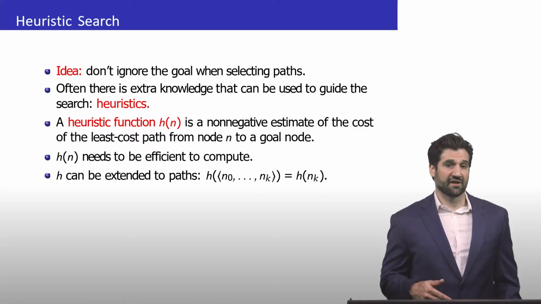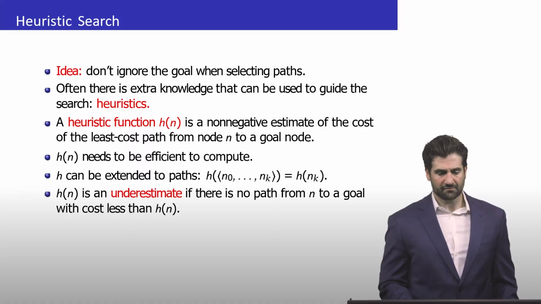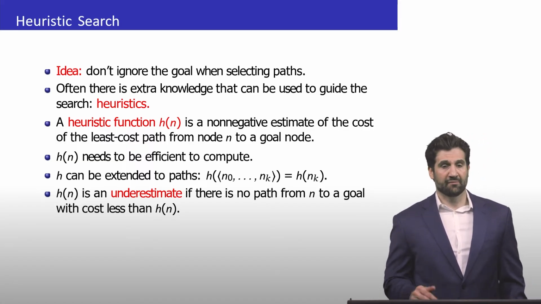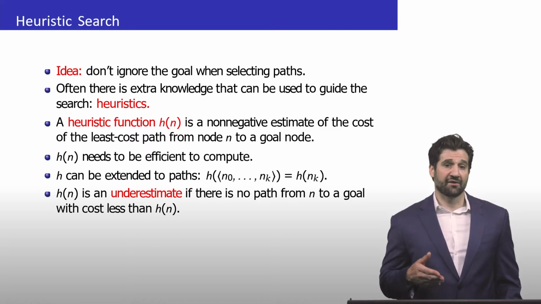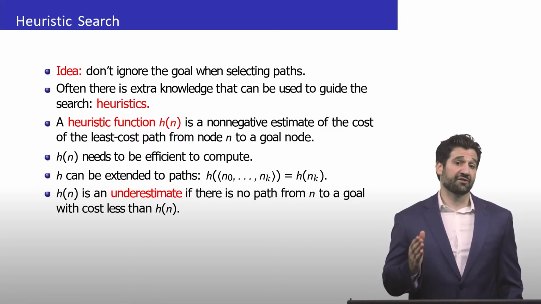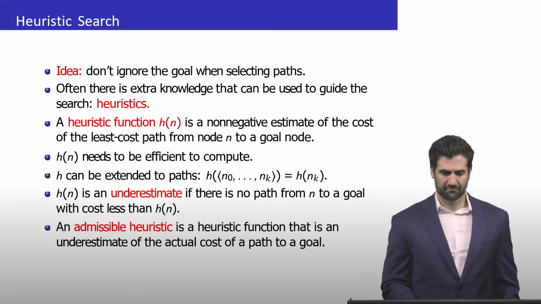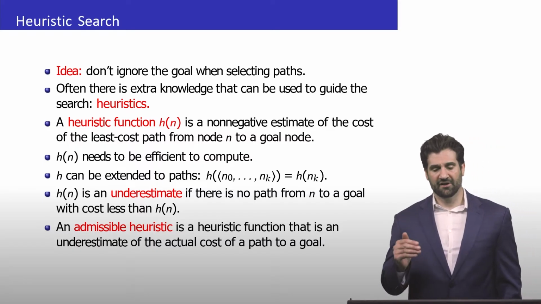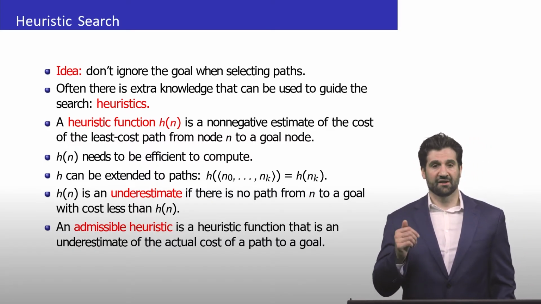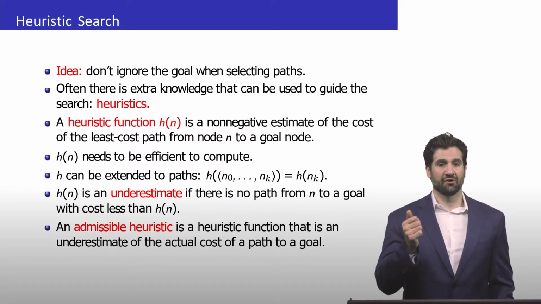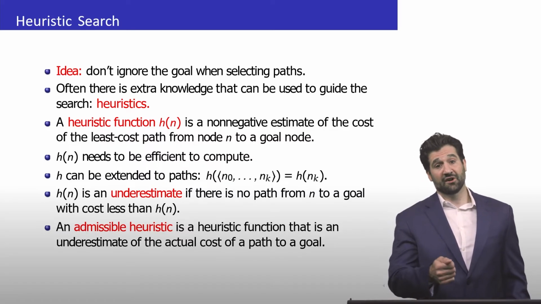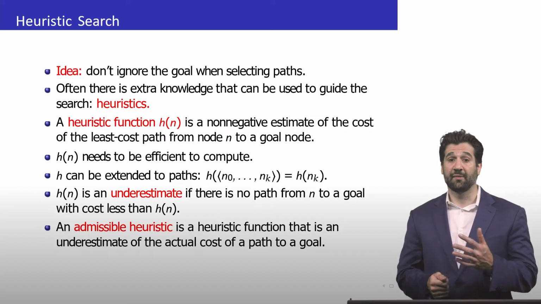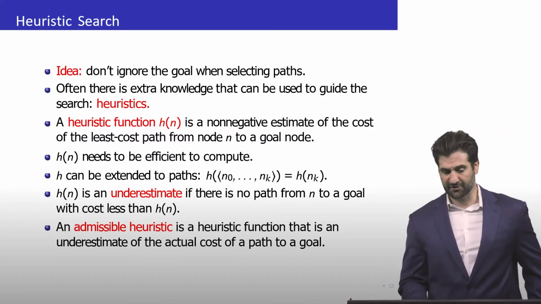And of course, you can extend this to entire paths. And as I said, it is an underestimate. So that means that there is no path from that node to the goal that costs less than h of n. And then we will also discuss this idea of an admissible heuristic. Here, we can actually prove that the heuristic function is an underestimate of the actual path. If we can prove this, then we get some nice results about the optimality of the outcome of the search algorithm.